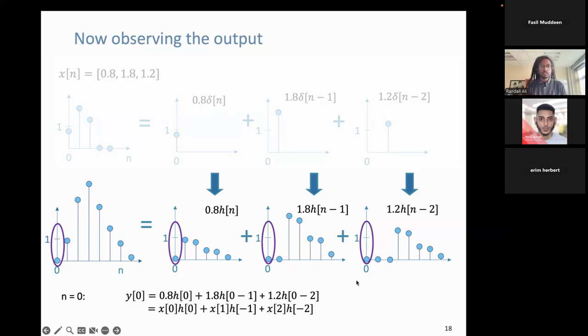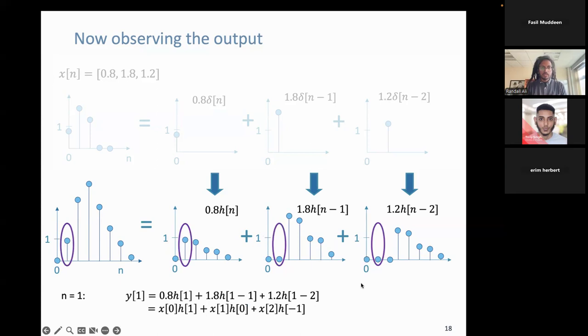And you can continue this process for different values of n. So if n is equal to 1, you look at the set of samples that are at index 1, and then you add them all up. If you go through the indices, you'll see you end up in a similar place. Basically substitute n equal to 1 here. Now the indices of h change, so it goes from h1, h0, and h minus 1. But they're still scaled by x0, x1, and x2.